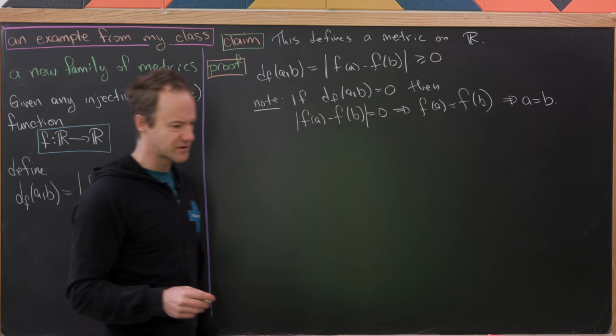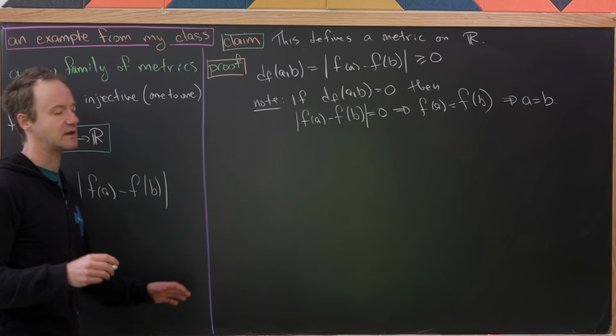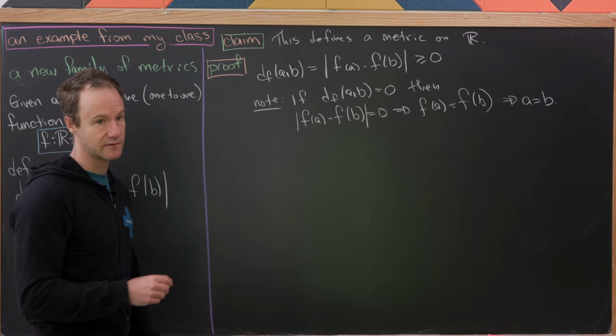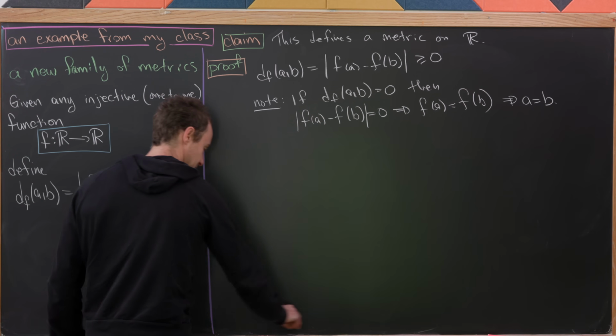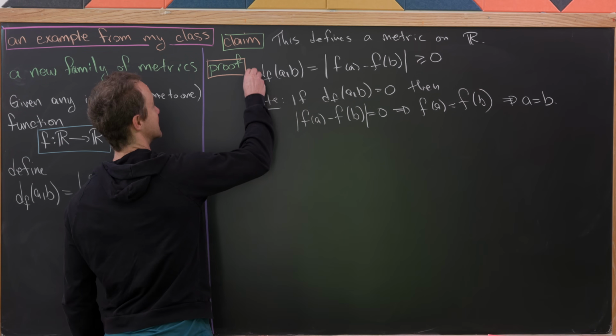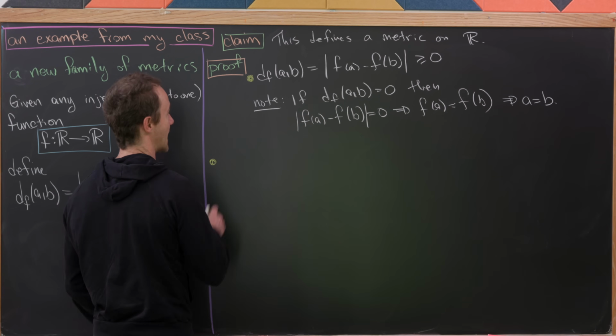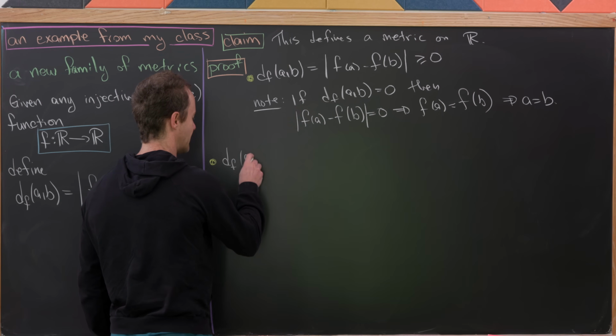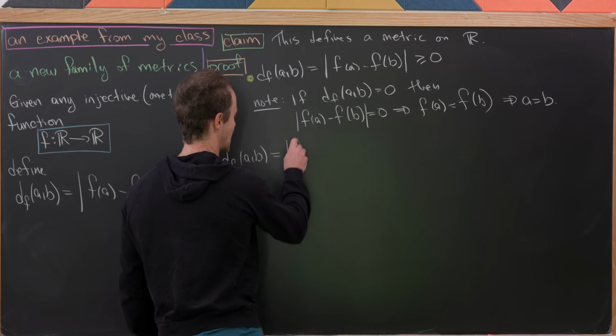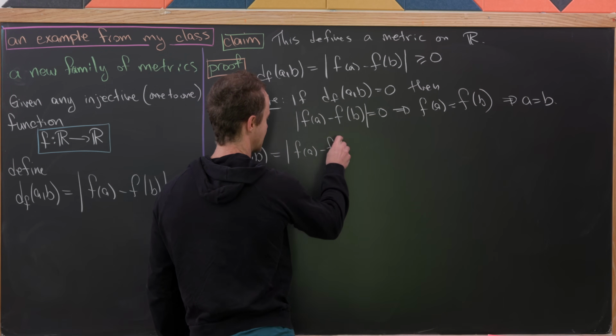So we have that first condition of positivity, or really non-negativity, taken care of. And now we're ready to move on to the next condition, which is the symmetric condition. Okay, so let's look at that. We have d sub f of ab. So that's going to be the absolute value of f of a minus f of b.